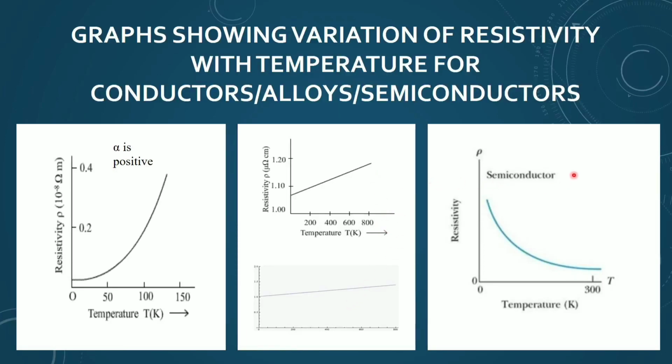For semiconductors, alpha is negative. I can say an exponential relation is there. Resistivity is decreasing with the increase in temperature. Of course, semiconductors we will discuss in more detail in the last unit. So there, this thing also will be repeated. So all these things are very linked with each other.